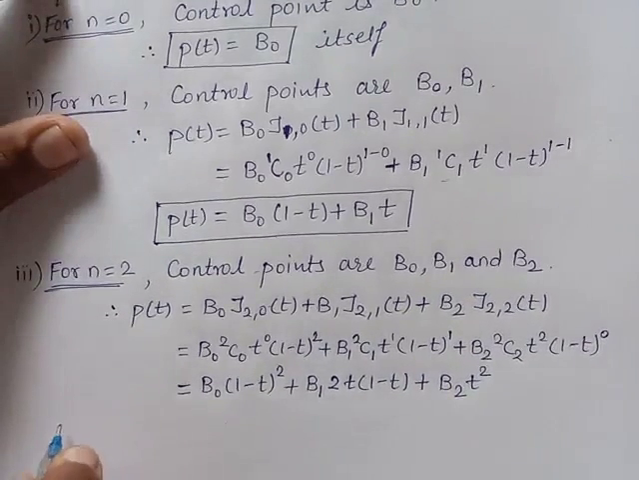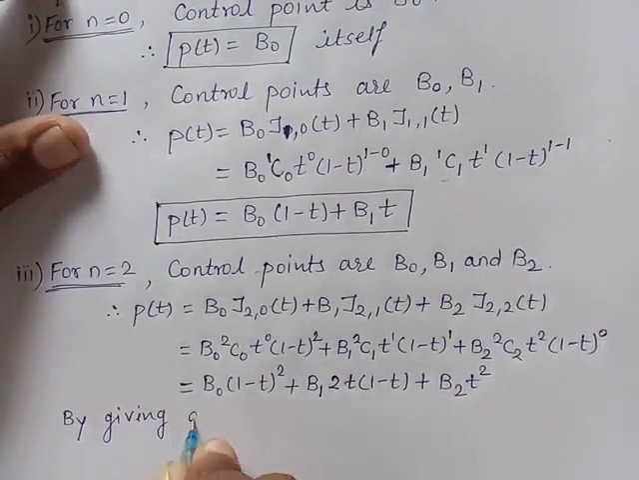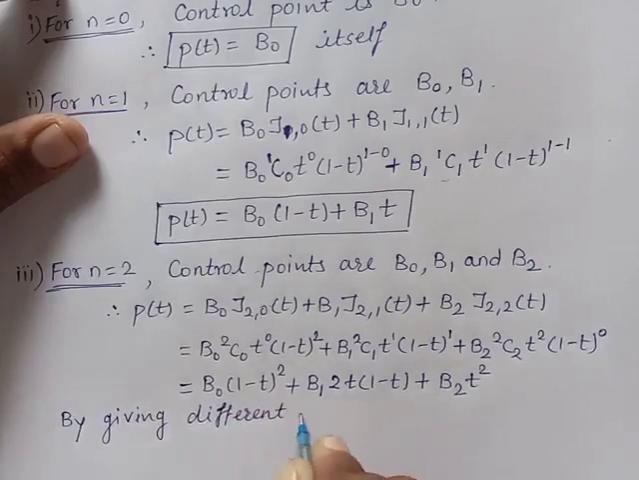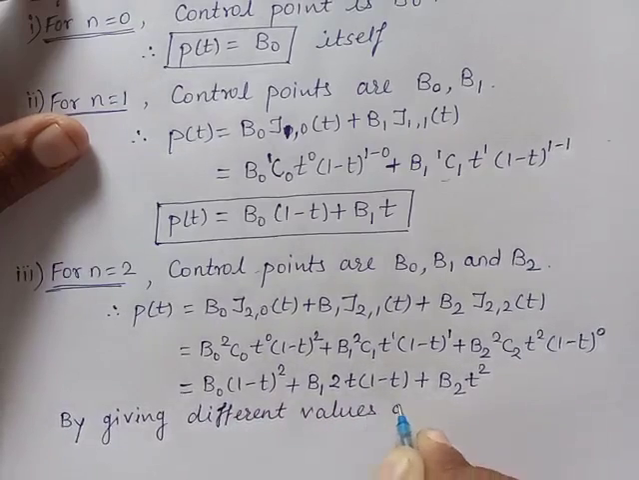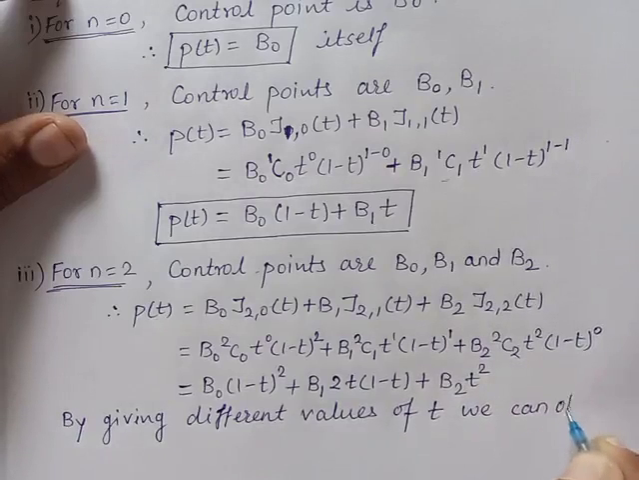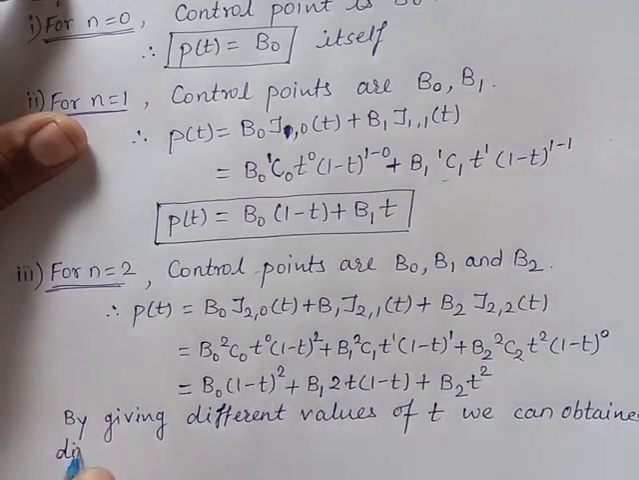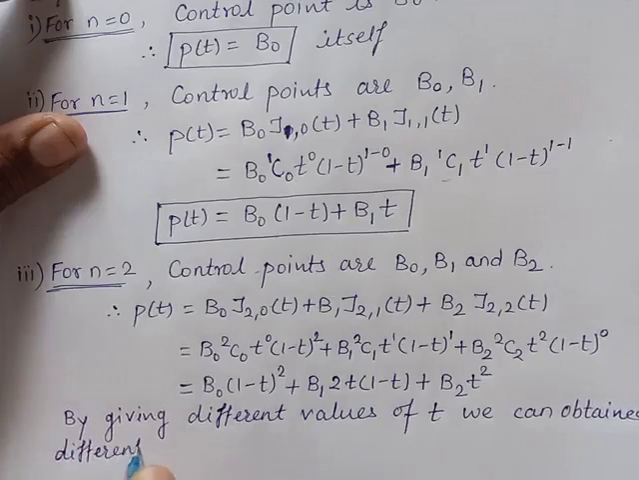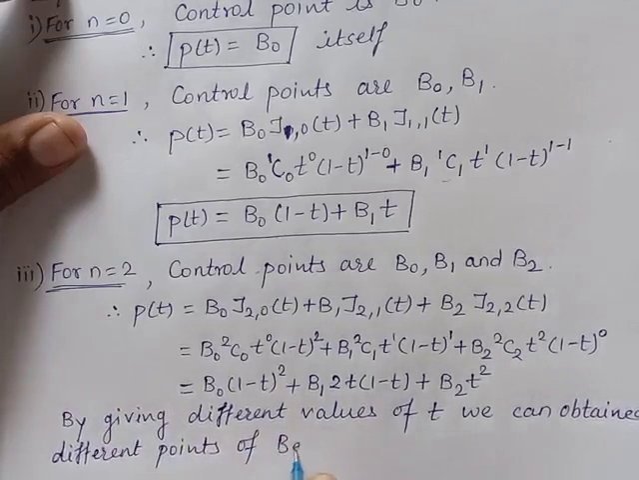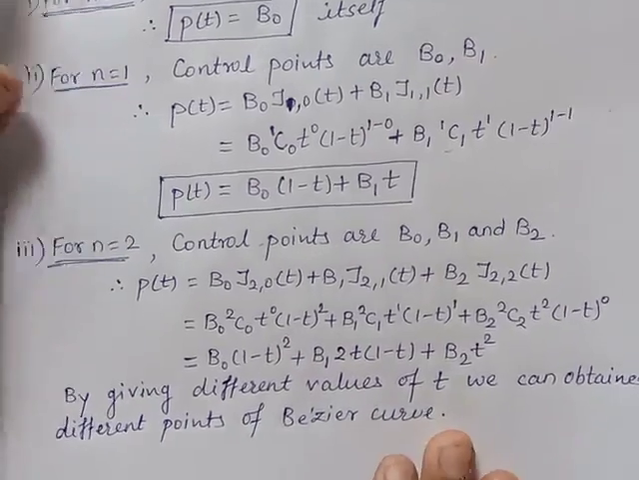Now by giving different values of t, we can obtain different points on Bezier curve. Different points of Bezier curve.